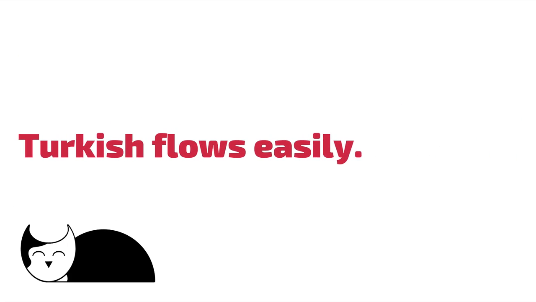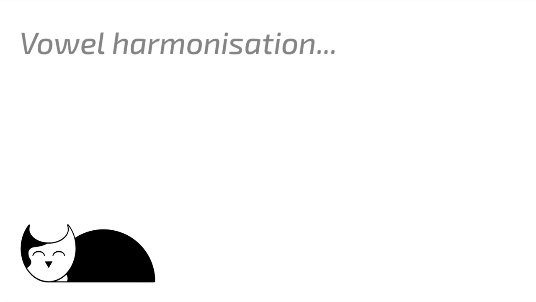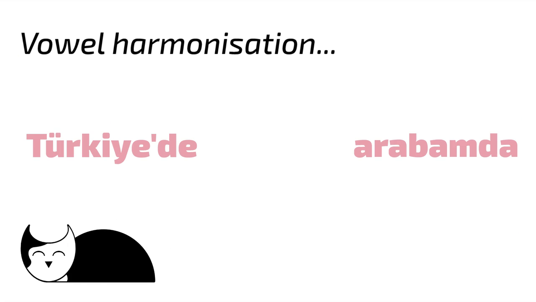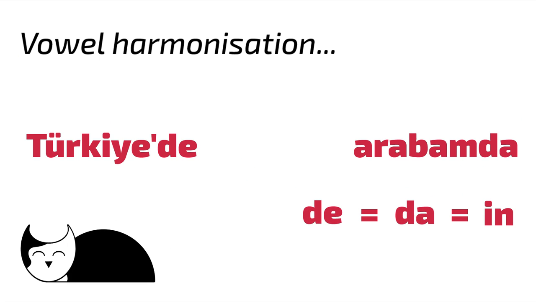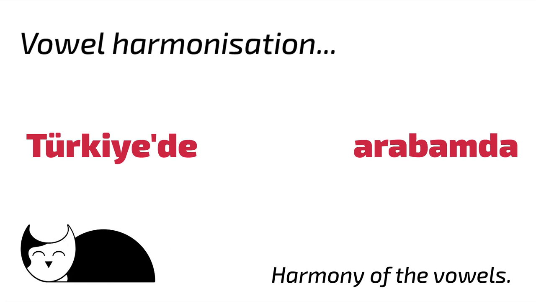As you were listening to some of those examples, you may have noticed that the language flows easily from the tongue. The Turkish language uses what is known as vowel harmonization. Look at these two words which you saw earlier. Türkiye'de, arabamda. The "de" and the "da" at the end of the two words mean the same thing. Both mean "in," but the vowel has changed and harmonizes with the previous vowels in the main word. Vowel harmonization is exactly that, harmony of the vowels.